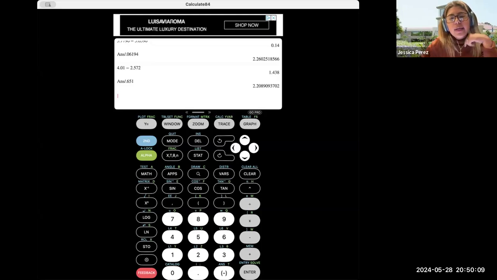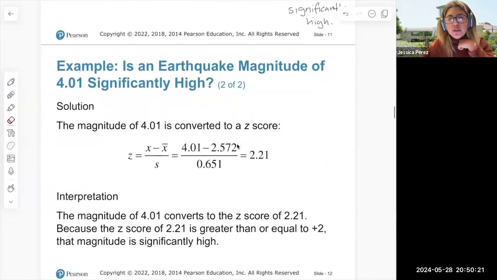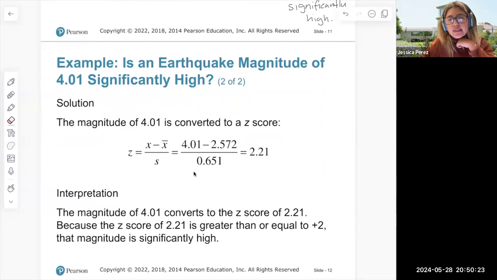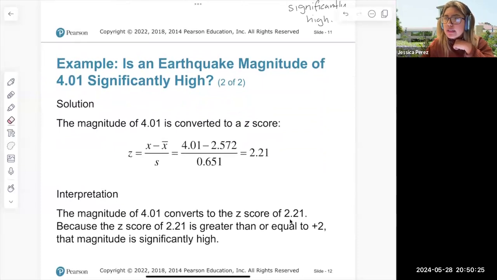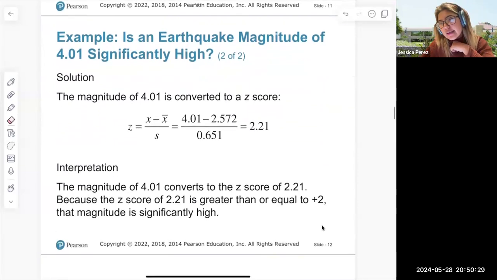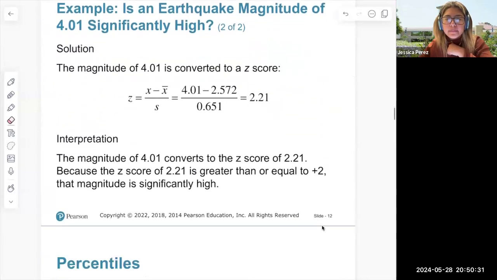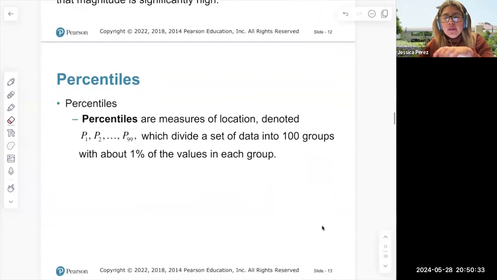Why is this significantly high? Because it's greater than 2. So let's go back to our notes right here. Because the magnitude converts to a z-score of 2.21, which is greater than 2, the magnitude is significantly high, which we knew. So that was in terms of z-scores.